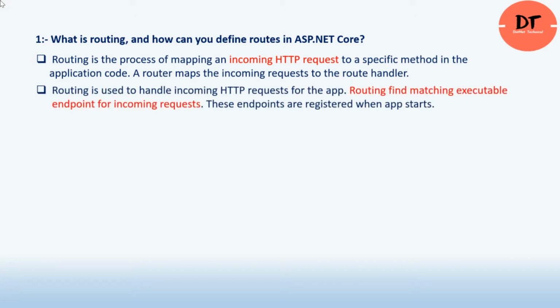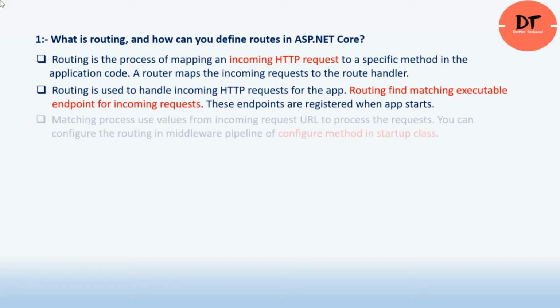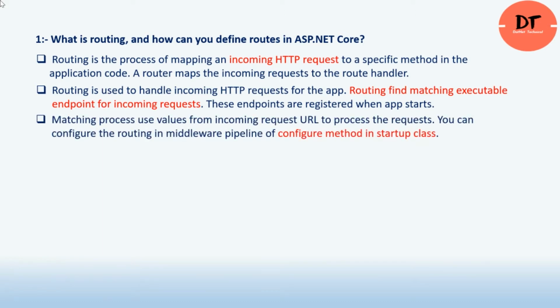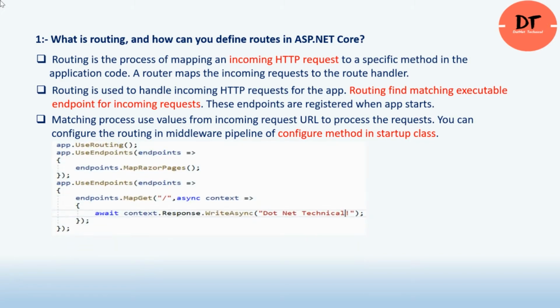Routing is used to handle incoming HTTP requests for the application. Routing finds a matching executable endpoint for the incoming request. These endpoints are registered when the application starts. The matching process uses values from the incoming request URL to process the request. You can configure routing in the middleware pipeline in the Configure method of the Startup class. Here is the code of the Startup class where we define routing.